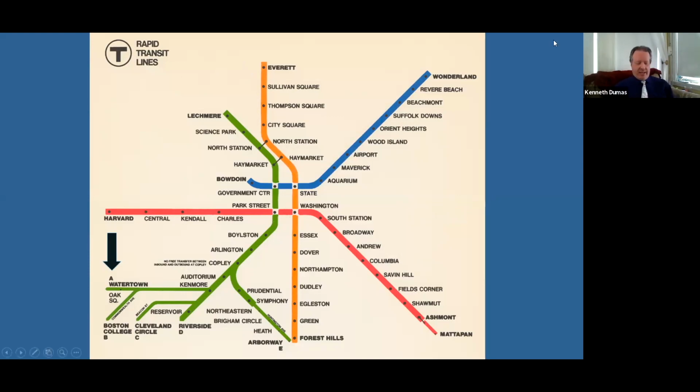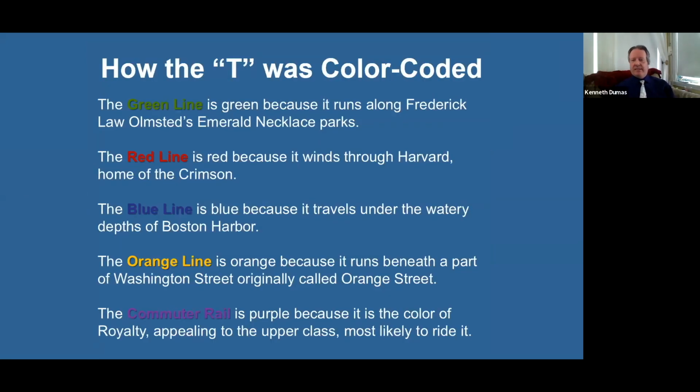Now, there is a lot of urban legend and myth surrounding how the MBTA lines got their now well-known distinctive colors. And it goes a little something like this. So the green line is supposedly green because it goes along the Frederick Law Olmsted parks. The red line is red because of the Harvard crimson color. The blue line is blue because it goes under the harbor. The orange line is orange because it goes along what used to be Orange Street. And the commuter rail is purple because it used to be the color of royalty.